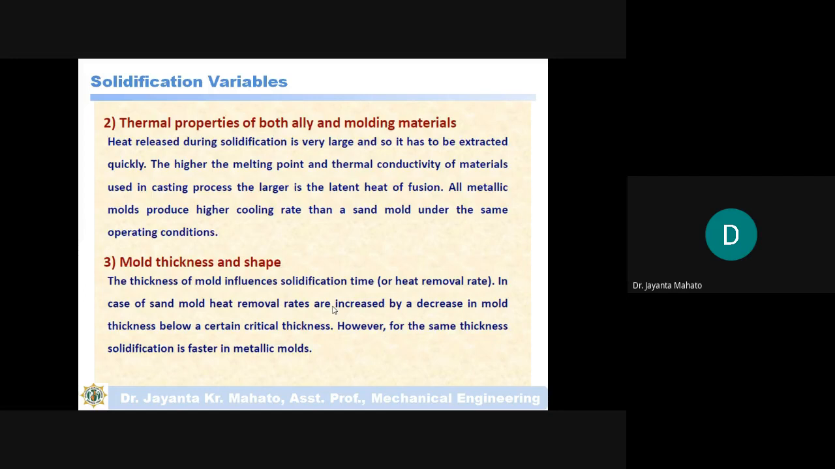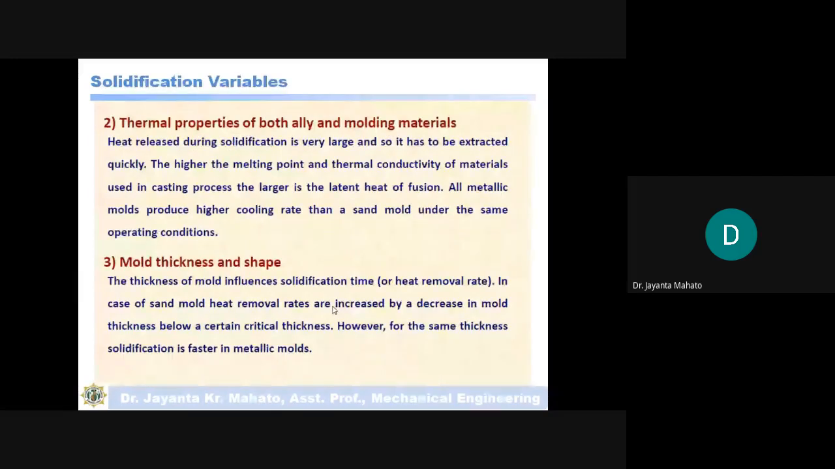Mold thickness and shape. The thickness of the mold influences the solidification time or heat removal rate. In case of sand mold, heat removal rate is increased by a decrease in mold thickness. Obviously, if the mold thickness is decreased, then the heat removal rate will increase. And for the same thickness, solidification is faster in metallic molds.